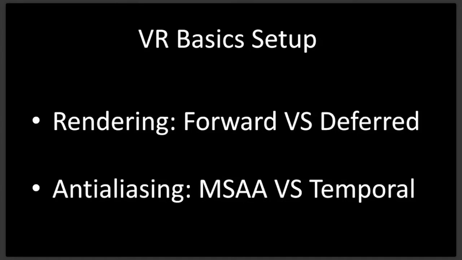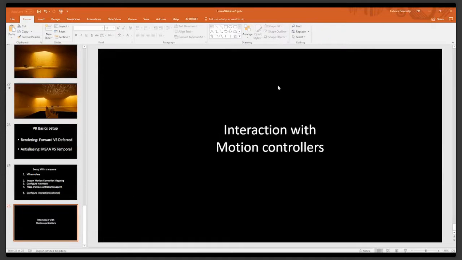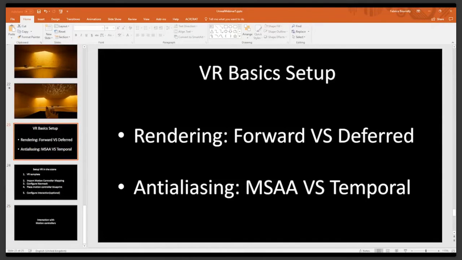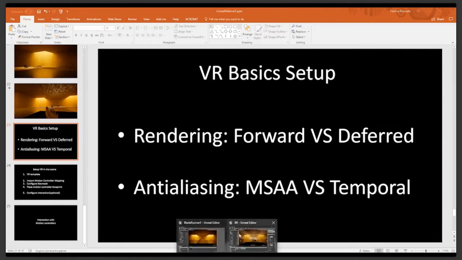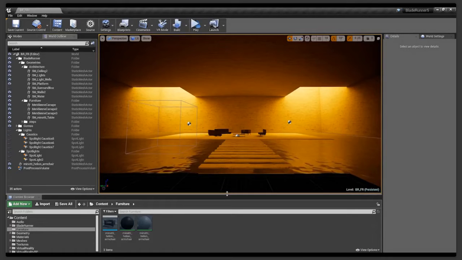Before we go on too far, I need to mention these two rather boring sounding issues: rendering forward versus deferred, and anti-aliasing MSAA versus temporal. They're two issues which go hand in hand, but as you know, we are dealing with a lot of speed issues, so let's look at that in practice. I've prepared two scenes here for us to compare.